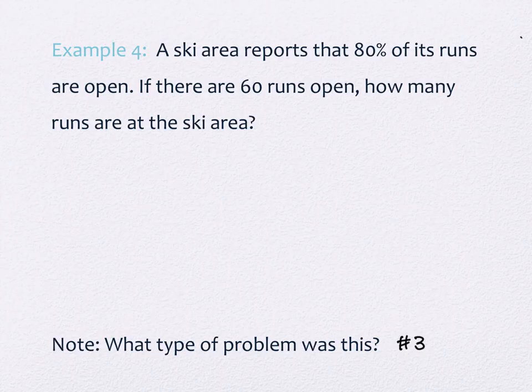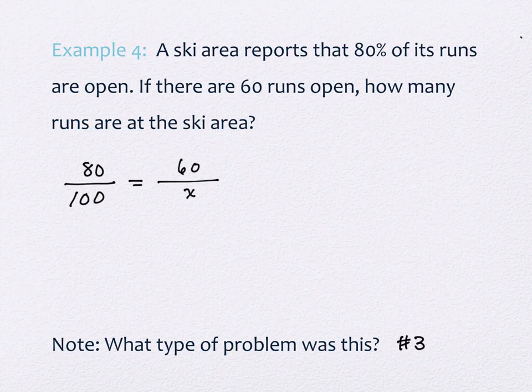So we're going to write this out as a proportion again. It's always got one side over 100. You can do it on the left or the right. That doesn't matter. And what is the percent of the runs that are open? It's 80. 80 out of 100 runs are open. They don't have 100 runs, but 80% is 80 out of 100, right? Then we've got 60 runs open. Where's the 60 going to go? Across from the 80. 60 runs represent the 80%, so they're across the top. And the part that we don't know in this case is the bottom, the 100% part.